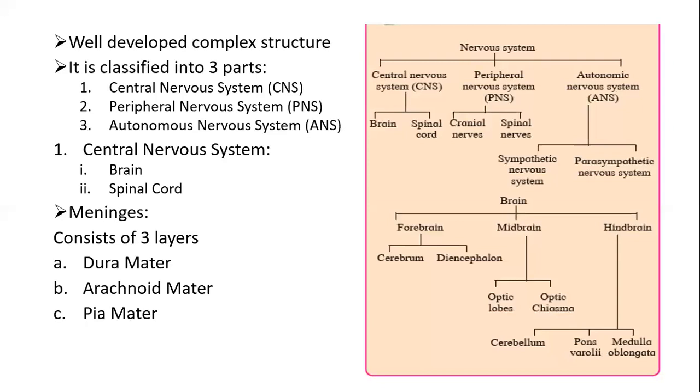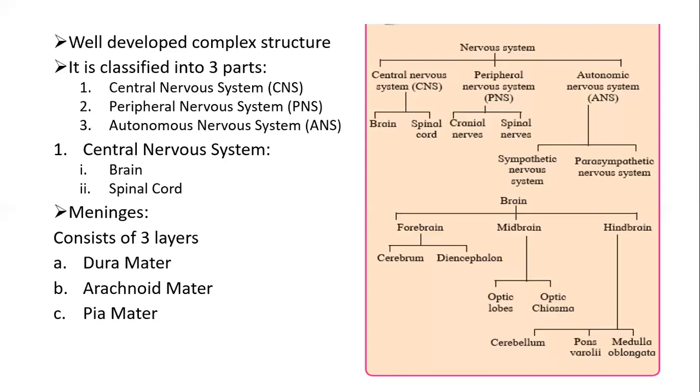And inner to these bony coverings, there are three protective membranes. And these membranes, they are known as meninges. They protect the brain and spinal cord. The meninges, they are having the three layers, that is dura mater, arachnoid mater and pia mater.